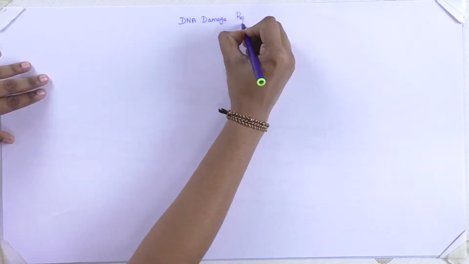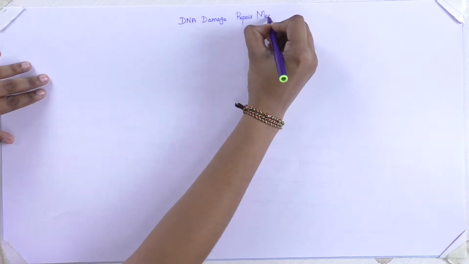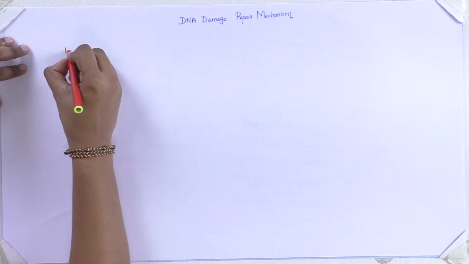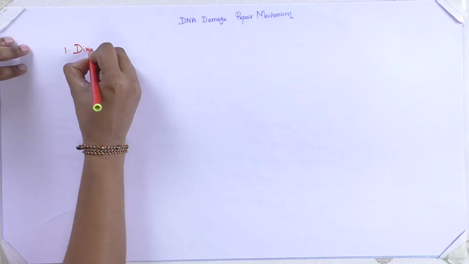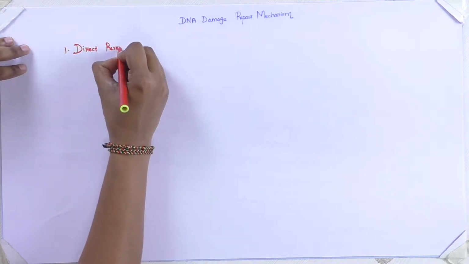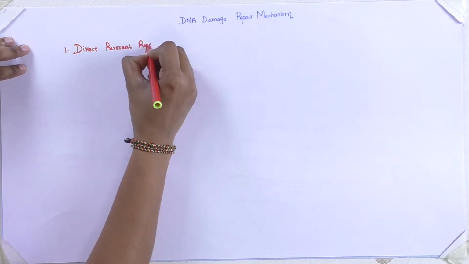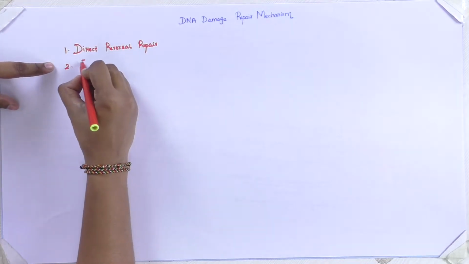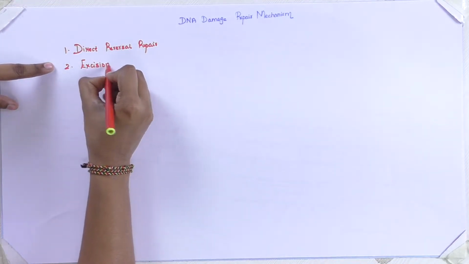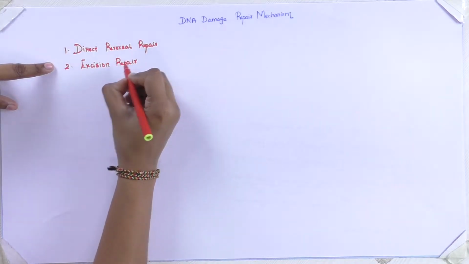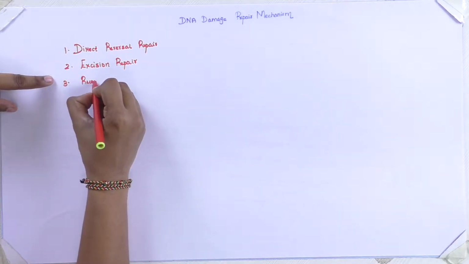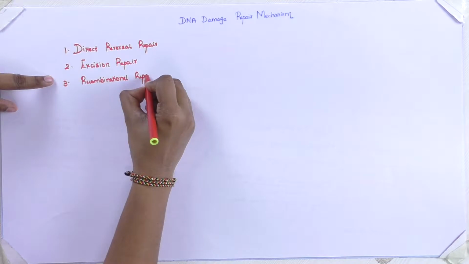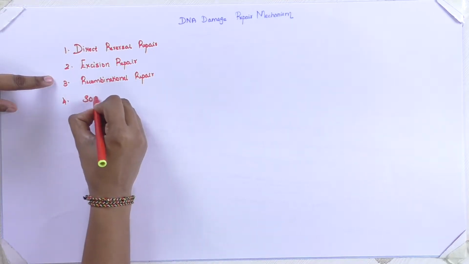The DNA damage repair mechanism. The first DNA damage repair mechanism we are going to see is direct reversal repair. There are different types of mechanisms. One is direct reversal repair. The second one is known as excision repair. The third one is known as recombinational repair. And the fourth one is known as SOS repair.